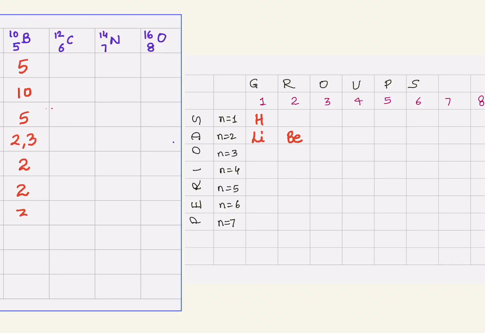How many valence electrons are there? 3. So the group number would also be 3, right? So go ahead. Period number 2, group number 3. So I have my first element over here, boron. Similarly, go ahead and fill up the rest of the elements.